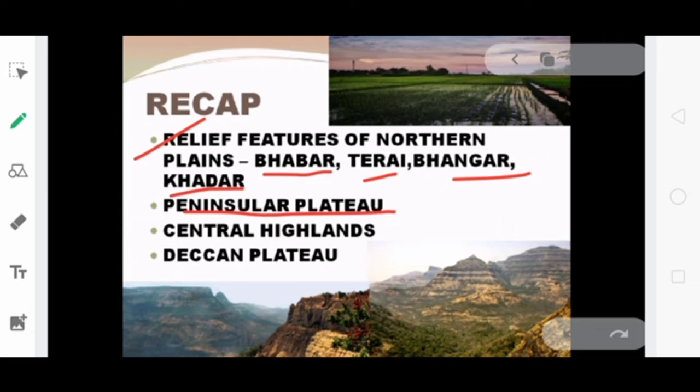Then the Peninsular Plateau was further divided into Central Highlands and the Deccan Plateau. The part of the Peninsular Plateau lying to the north of the Narmada River, covering a major area in the Malwa Plateau, is known as the Central Highlands. The Deccan Plateau is a triangular landmass that lies to the south of river Narmada. These were the things that we discussed in the last video.